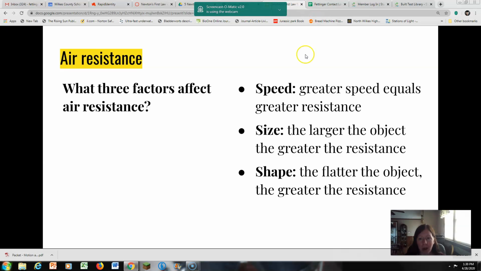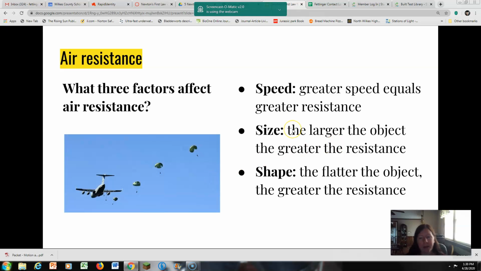Also, the larger an object, the greater the air resistance you're going to have. And that's made clear if we were trying to pilot a plane. It would be a lot easier to get a small Cessna into the air versus trying to get a 747, because a 747 is so much bigger. It has a lot more air resistance.